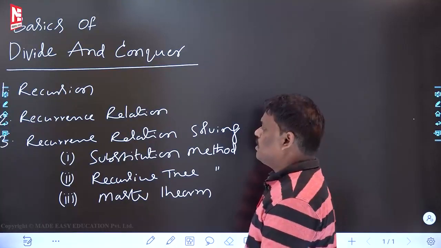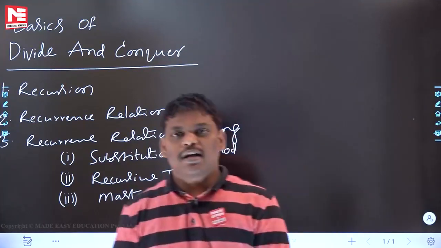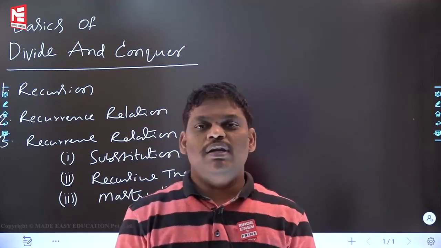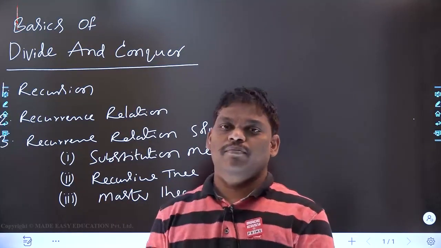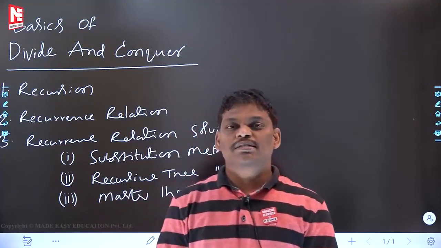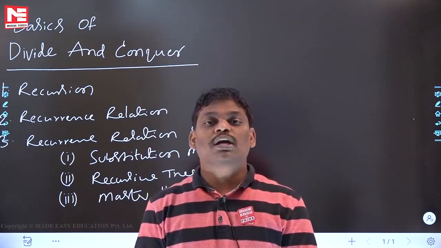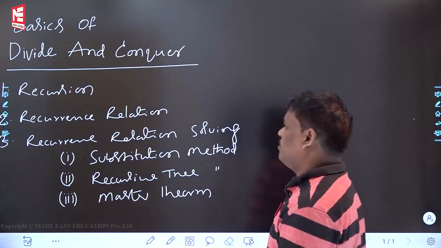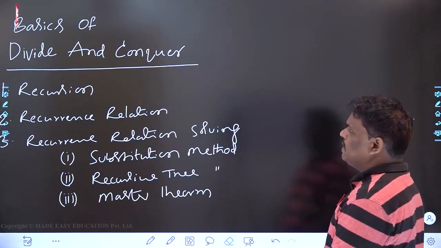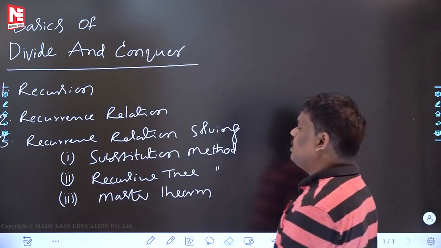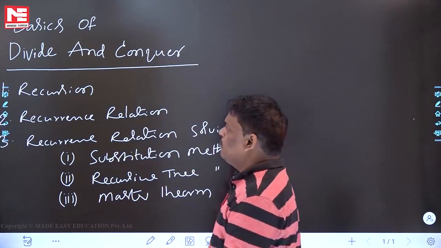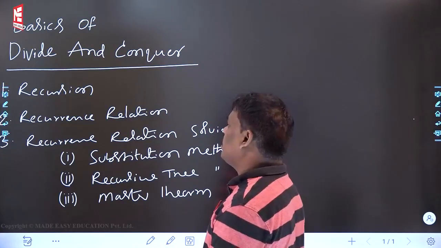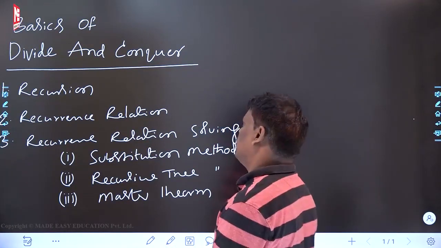Basics of divide and conquer. You actually thought divide and conquer is the next chapter, but if I want to say divide and conquer, I have to say the basics first. Without completing the basics of divide and conquer, we cannot go to divide and conquer. So the topic name is basics of divide and conquer, the third topic. Not divide and conquer, but basics of divide and conquer. After this, divide and conquer will start.